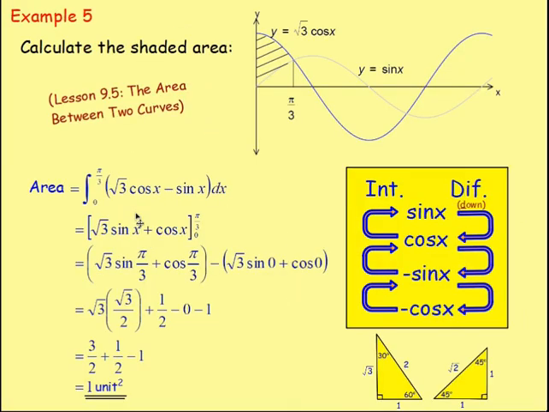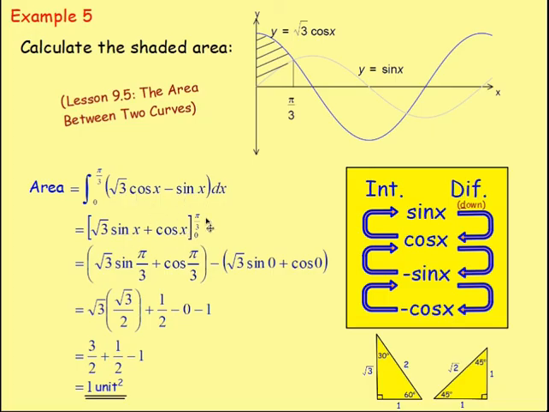This example here, we had to calculate the shaded area. Hopefully you remember the shaded area from lesson 9.5. Work out the area between two curves. If you don't, you may wish to go back and look at that video. But here to work out the shaded area, it is the top curve minus the bottom curve. You're integrating that, and you're integrating between the x values at the start and the end of the area. So here you can see it starts at 0 and ends at pi over 3, which is where the 0 and pi over 3 come from. And the top curve is the root 3 cos x, and the bottom is that sine x. So you are subtracting them.